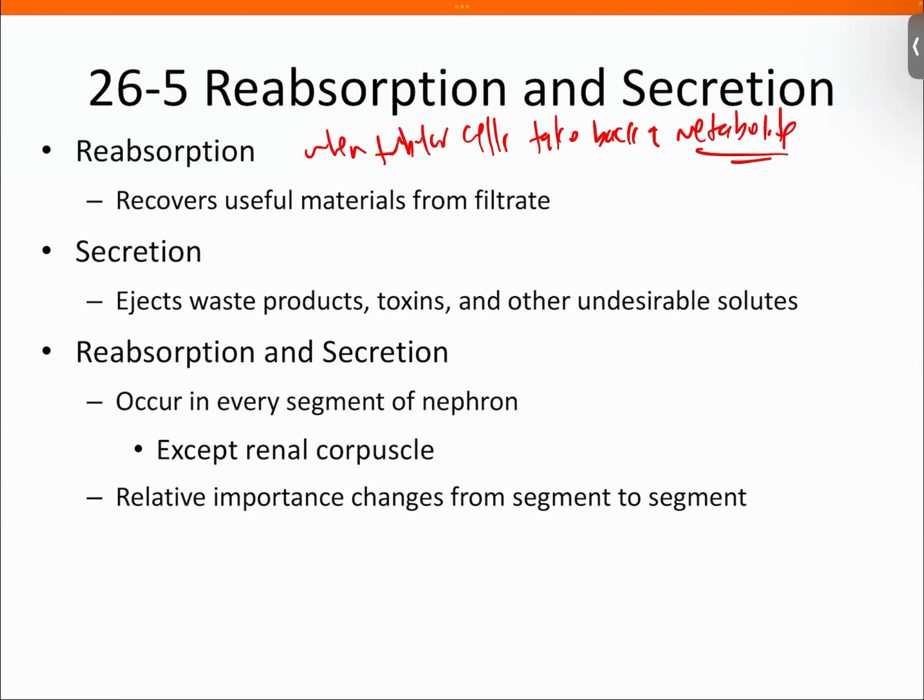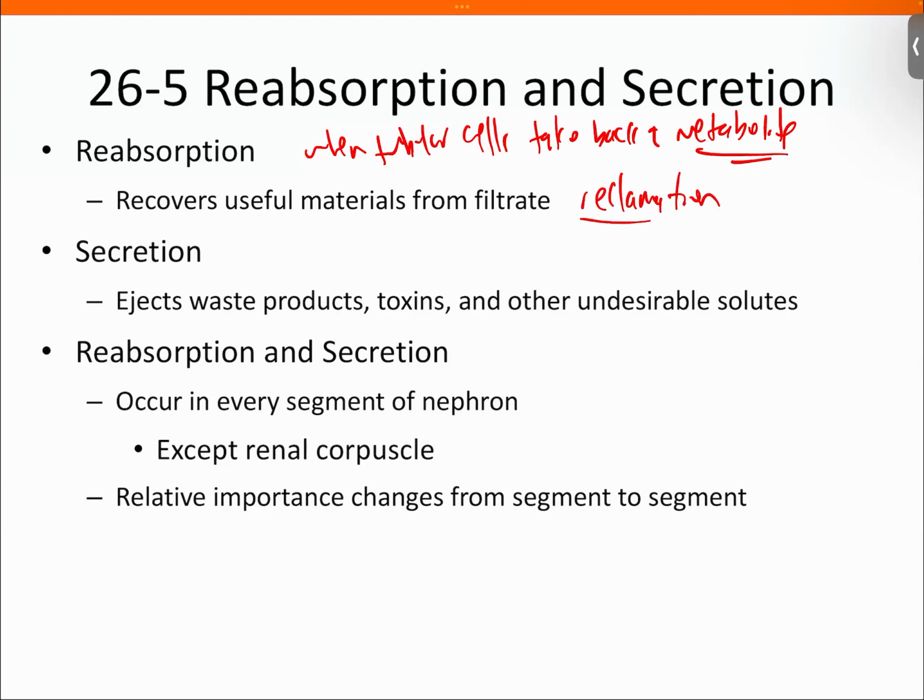So you got all this stuff floating around in the filtrate now. And you're picking through it and you're like, you know, I'm gonna hang on to that for a little while longer. That's reabsorption. So you take that back and then it goes back into your bloodstream. Okay, so you reclaim it. This is a reclamation.